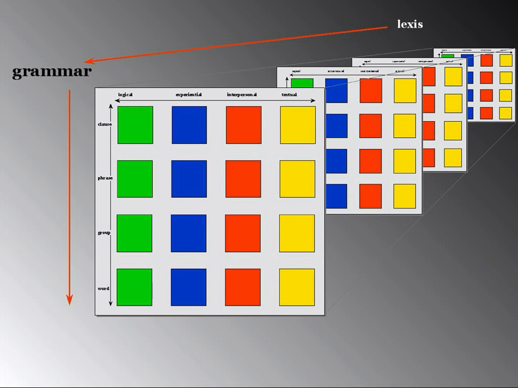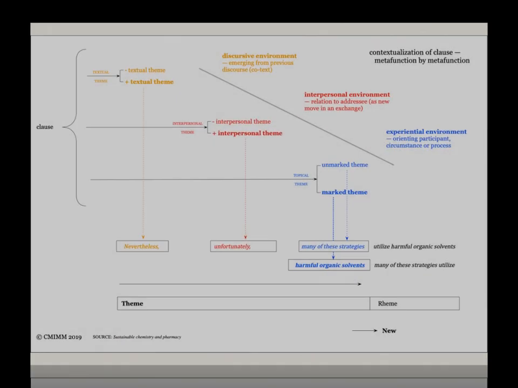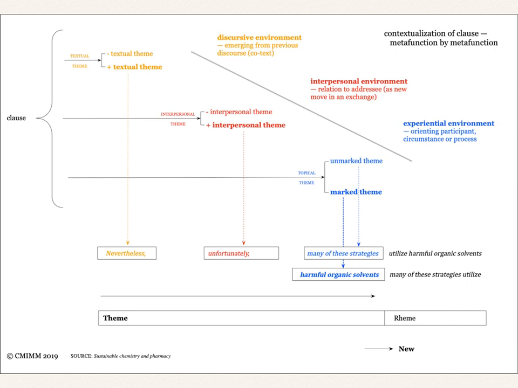So we'll begin the move from the yellow cell, textual at clause rank, to the red cell today. But let me begin with a recap of unmarked versus marked topical theme. So we've looked at this in texts of different types. We've seen that the choice between unmarked and marked topical theme relates to the method of development of a text. We've seen various text types where there is a good reason to choose a marked topical theme.